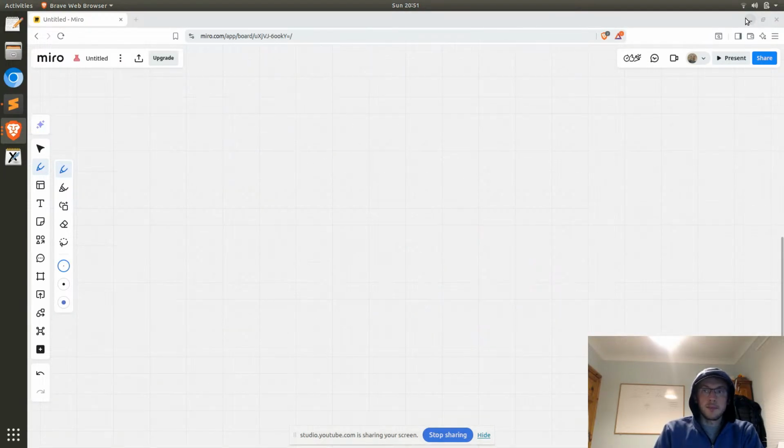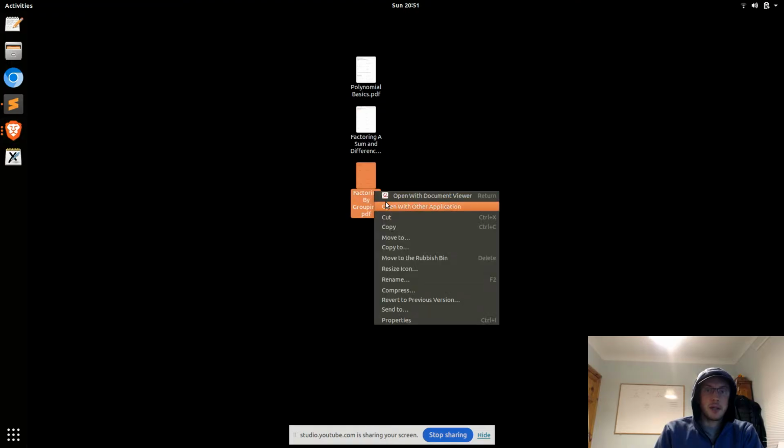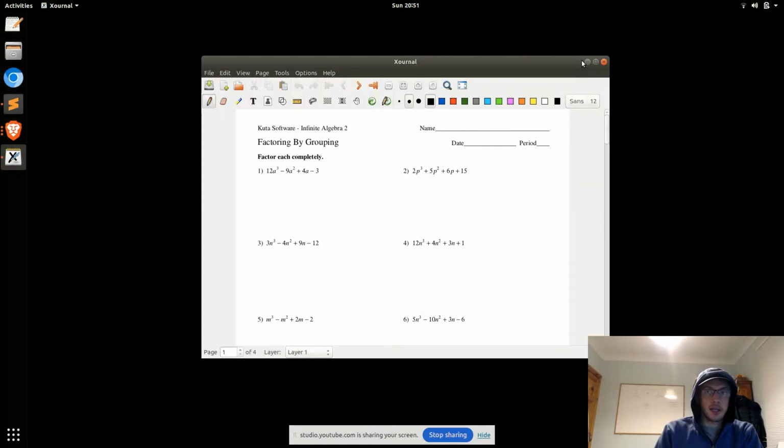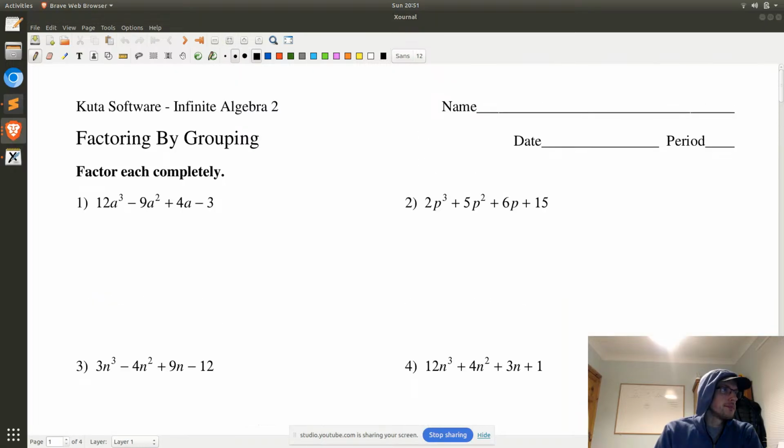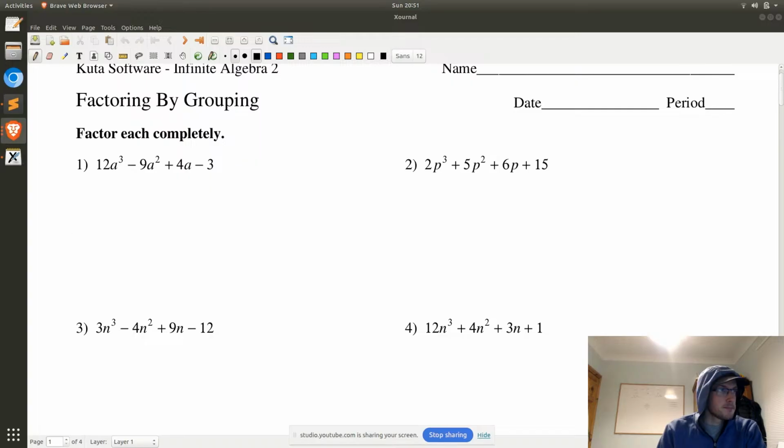Now, factoring by grouping. Confession time. I don't actually have much experience with this. I've vaguely heard of it. I've read a few explanations, but I've never really practiced it. First time for everything, though. Let's see if I can do it. All right, so we have 20 problems to try.